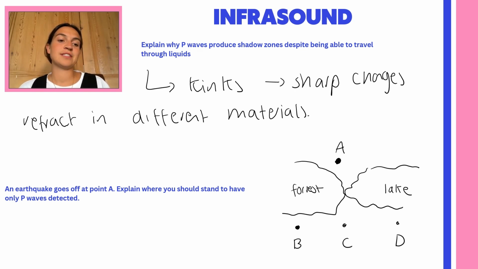Okay, an earthquake goes off at point A. Explain where you would have to stand so that only P waves are detected. So you have to appreciate that in order for just P waves to be detected, that means that you don't have any S waves detected, and S waves cannot travel through liquids. So if you're at D, which is shadowed by the lake, then you won't get any S waves there, but you will get some P waves there.